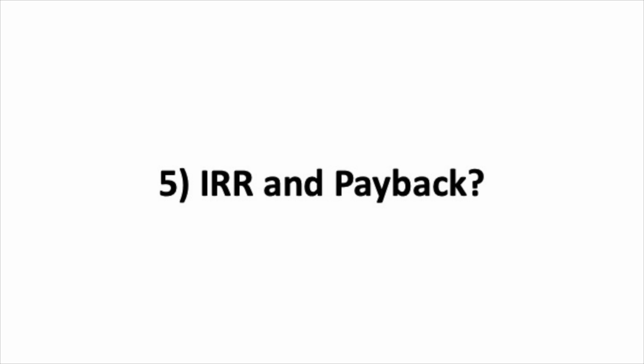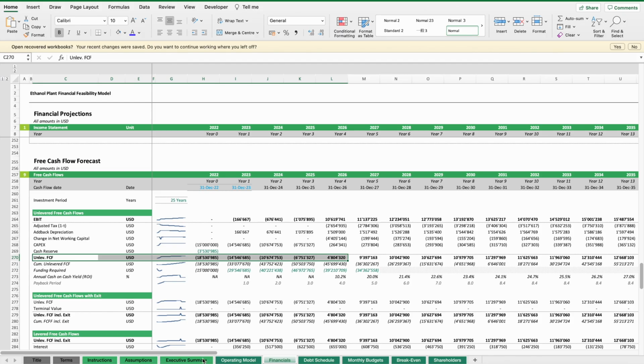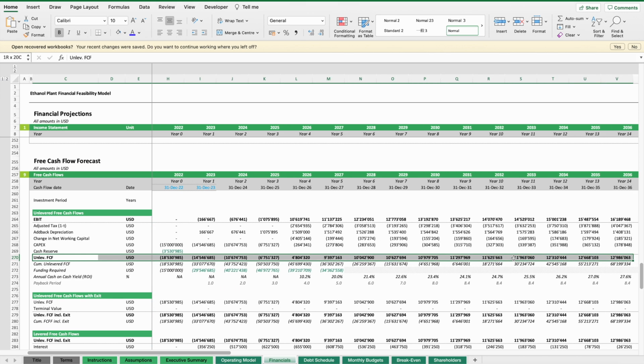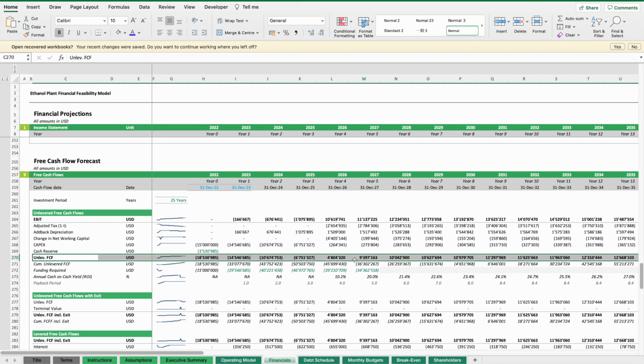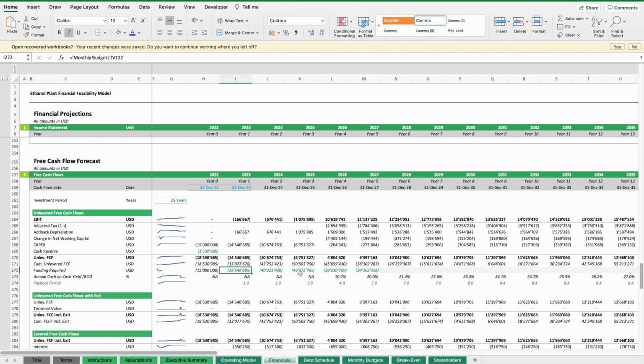Number five, IRR and payback. Now that we have a free cash flow forecast, we need to see how this cash flow forecast translates into IRR and payback. For payback, you can see that basically here after year 8, the accumulated free cash flows get positive. This means the cash flows basically pay for the initial investment.